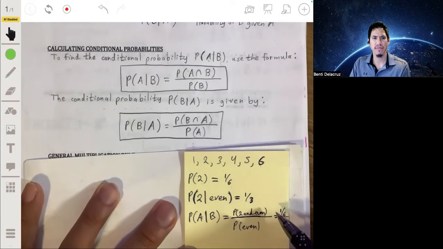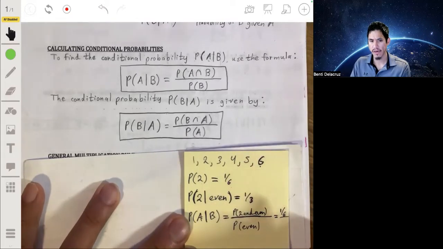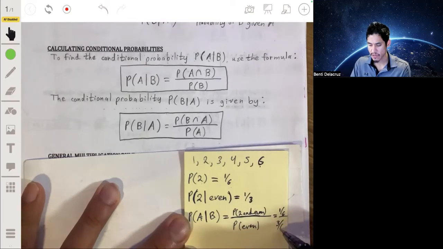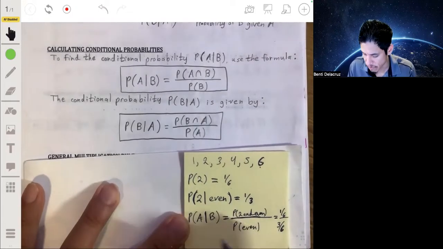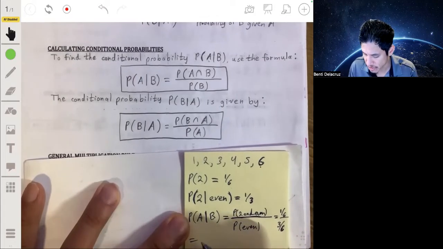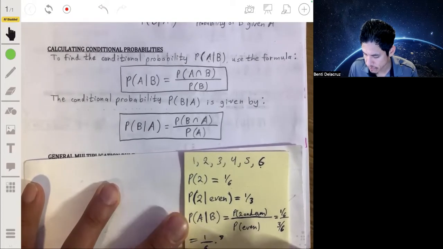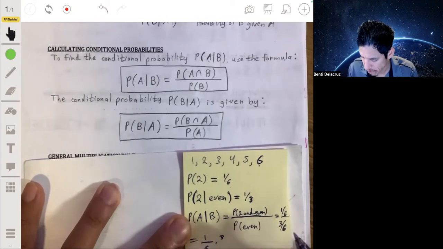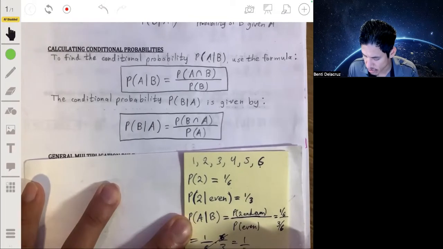So what's the probability of an even number? Well, we have 1, 2, 3 even numbers out of the 6, so 3 out of 6. The probability of rolling an even number is 3 out of 6, or you can say 1/2. So the probability of A given B, or the probability of rolling a 2 given an even number, would be 1/6 divided by 3/6, which you do by multiplying by the reciprocal. By the reciprocal, you would get 1/3.